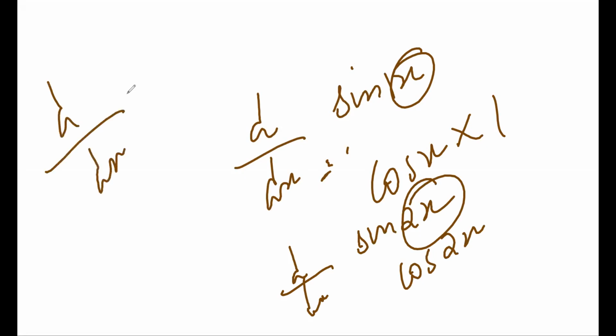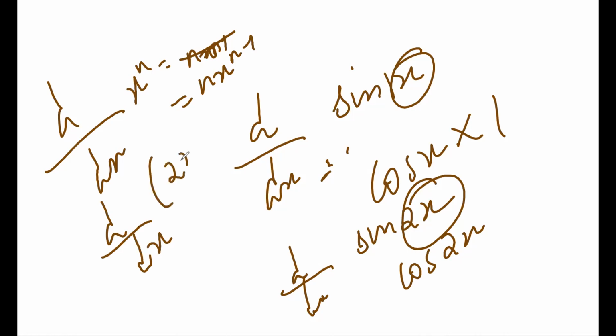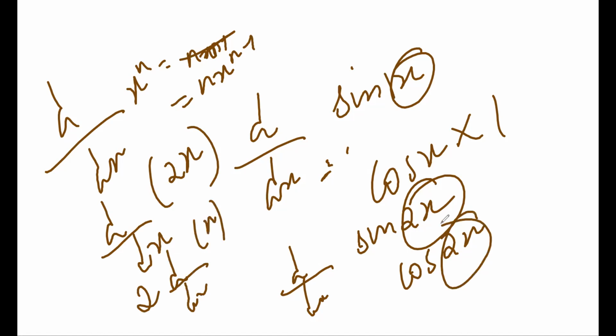d by dx of x power n is what? n x power n minus 1. This is our basic thing. So if I'm writing 2x here, 2 is outside, right? 2 and d by dx of x will come. Correct? So first I have to differentiate the outer term, then I have to differentiate the inner term. So I have to multiply this by 2. I hope I have cleared your doubt. So if it is sin 3x, it is cos 3x into 3.